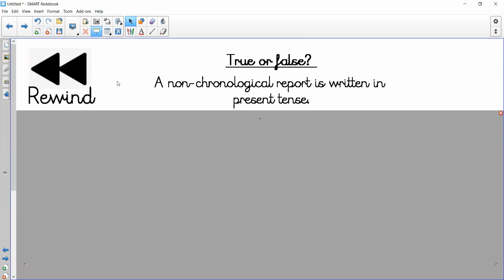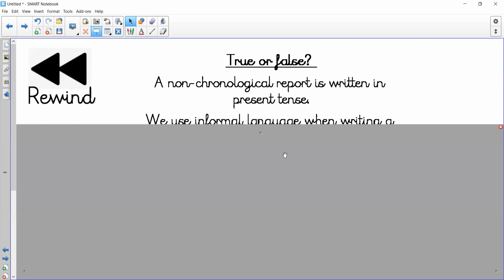Is it true or false? Five questions, a bit of a rewind. A non-chronological report is written in present tense. True or false? It's false. Well, sometimes it can be, but most of the time they're written in past tense. You're telling somebody about something that's happened or is around today, and they are usually written in past tense.